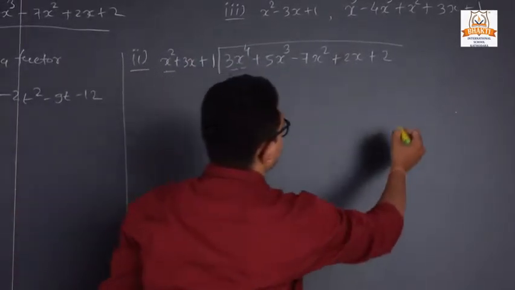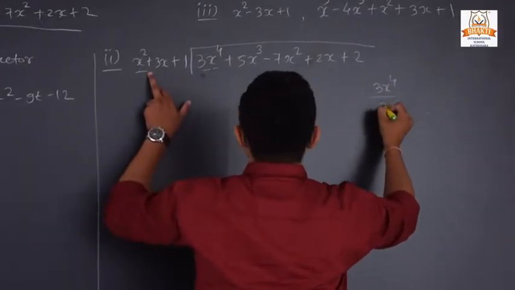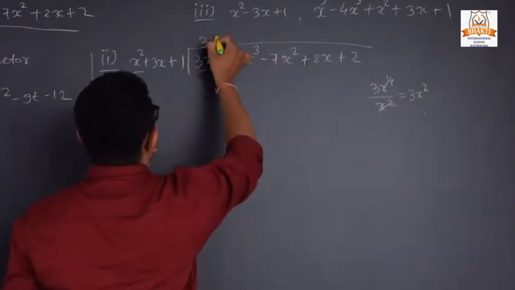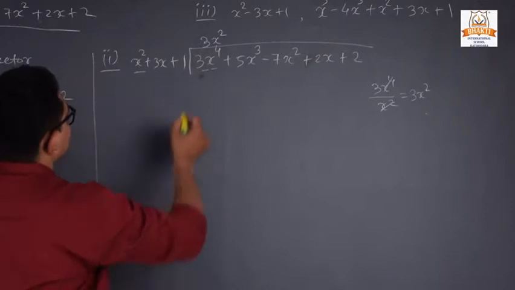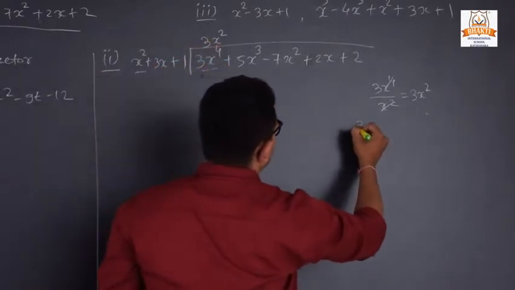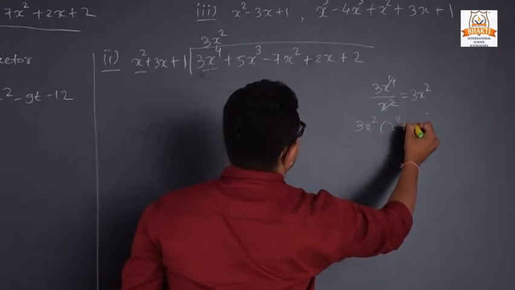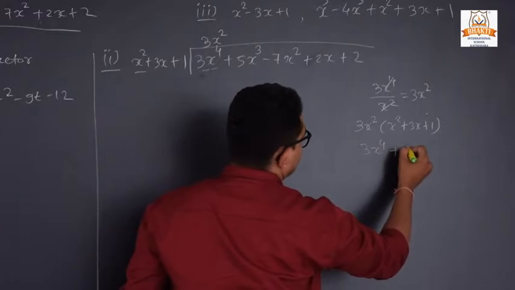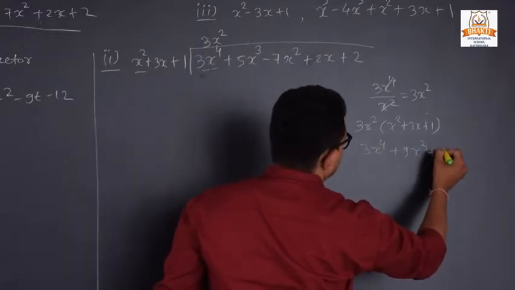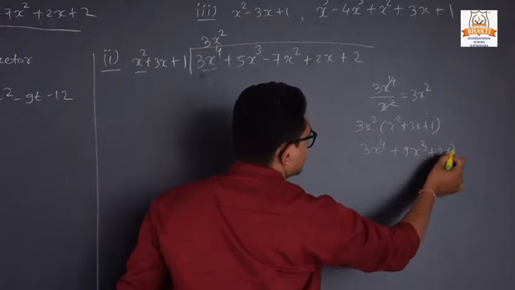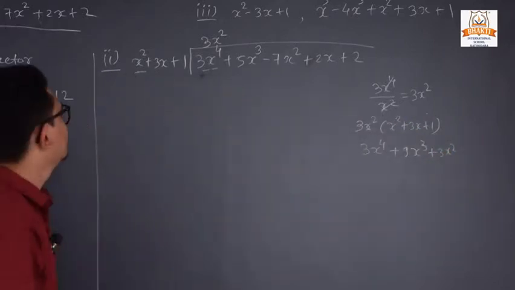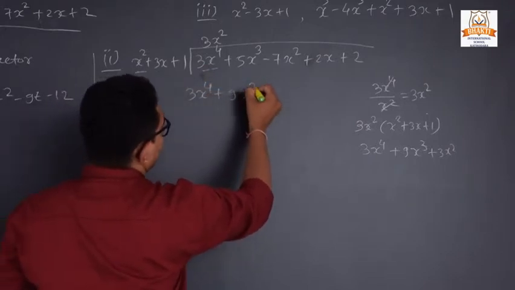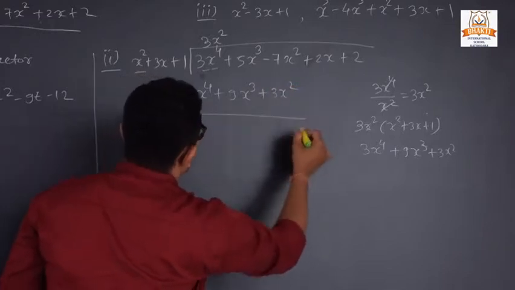3x raised to 4 is divided by x square. So x square cut, so the answer is 3x square. Here we write 3x square. Now 3x square is multiplied with all these. So 3x square in bracket x square plus 3x plus 1. So x square into x square will be x raised to 4, then 9x cube, and then 3x square, because 3x square into 1 will be 3x square. Now we put all the values here: 9x cube plus 3x square.